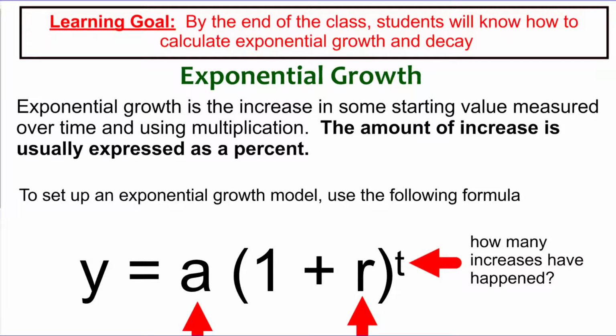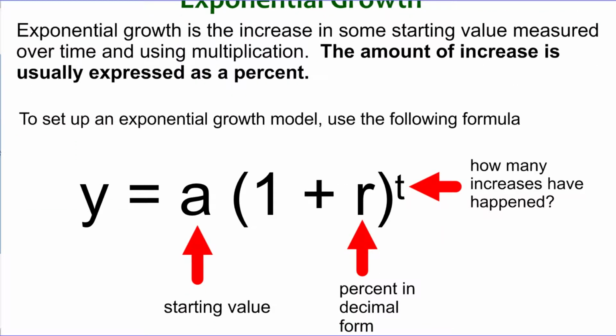Let's talk about exponential growth and decay. So exponential growth and decay is just a very specific form of an exponential function where we're going to be given our amount of growth or our amount of decay, but we're going to be given it usually as a percent. So that's why we have to adjust our formula a little bit.